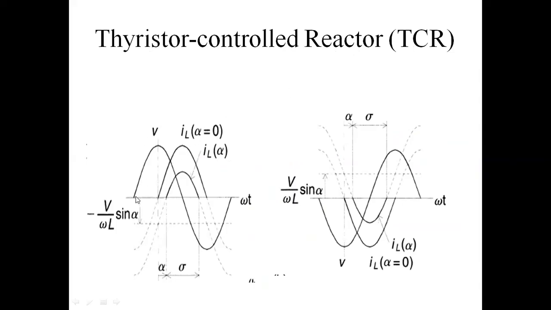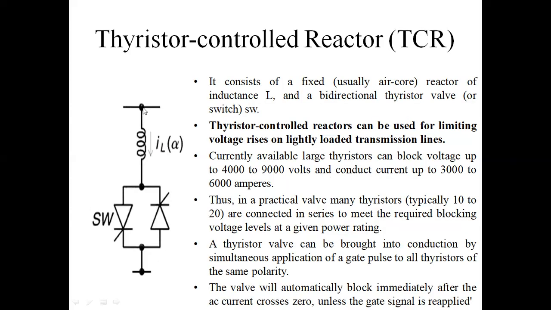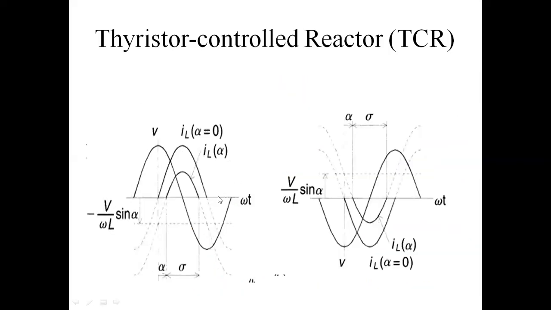This V is the supply voltage. Supply voltage means the voltage across these two points, or the voltage across the thyristor-controlled reactor. This is IL, the current in the inductor or reactor. When alpha is equal to 0, the firing angle is 0, and the phase difference between voltage and current is 90 degrees. The operating range of thyristor firing angle alpha is 90 to 180 degrees.